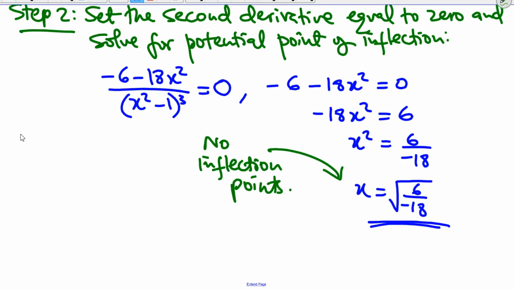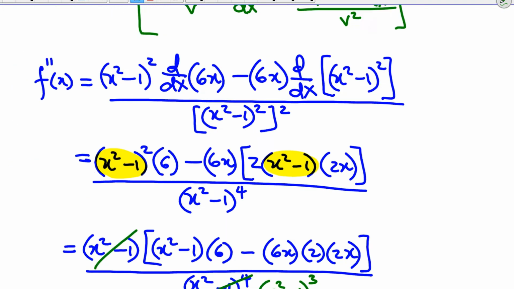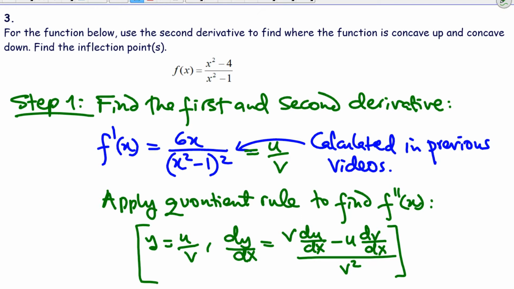So we have to go back to the question. All right, what else is the question asking? The question is asking to find inflection points. None. Okay, but it's also asking us to find where the function is concave up and where it's concave down. We can do that. Why? Because we can also find the critical points of this function.